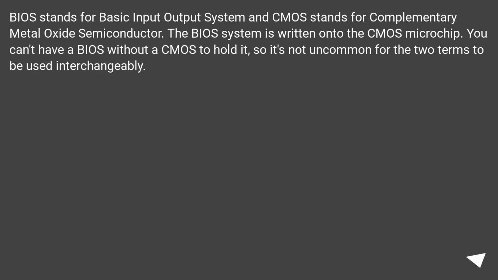BIOS stands for Basic Input-Output System and CMOS stands for Complementary Metal Oxide Semiconductor. The BIOS system is written onto the CMOS microchip. You can't have a BIOS without a CMOS to hold it, so it's not uncommon for the two terms to be used interchangeably.